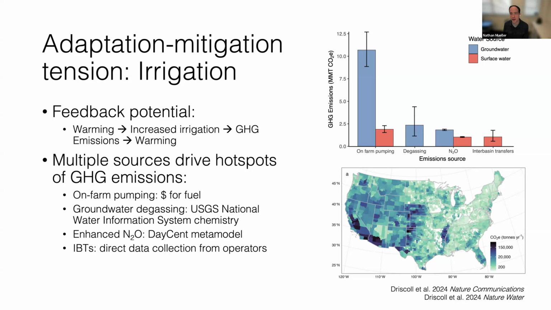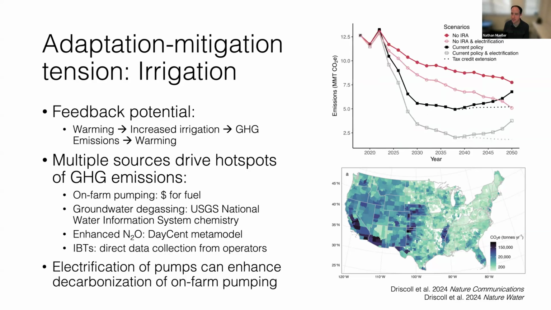So one thing that we saw here was that on-farm pumping is really dominant, and it really matters, especially for groundwater, because it just takes so much more energy. And that's a good thing in a sense, because what we can do is try and electrify our pumping infrastructure. And there is a substantial amount of irrigation pumps that are already electrified. So we're going to see some decarbonization of that just with expected changes to the grid.